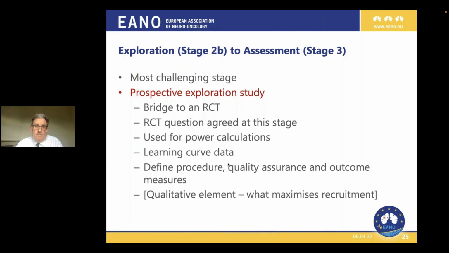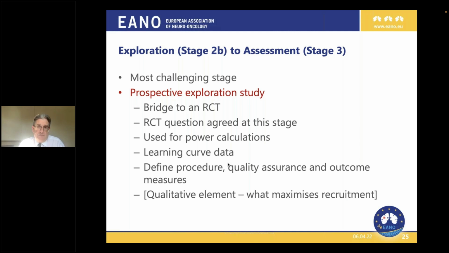So this jump between stage 2B, which is this exploration stage, and the assessment stage, stage 3, is by far the most challenging stage. As I said, a prospective exploration study is often a bridge to a randomized controlled trial. And one of the things is to work out what is the question you want to ask in a randomized controlled trial. Do you have a group of surgeons that have an idea that they can put together to make a trial? It's the PICO questions you have to ask for a trial. Can you work out what that's going to be?